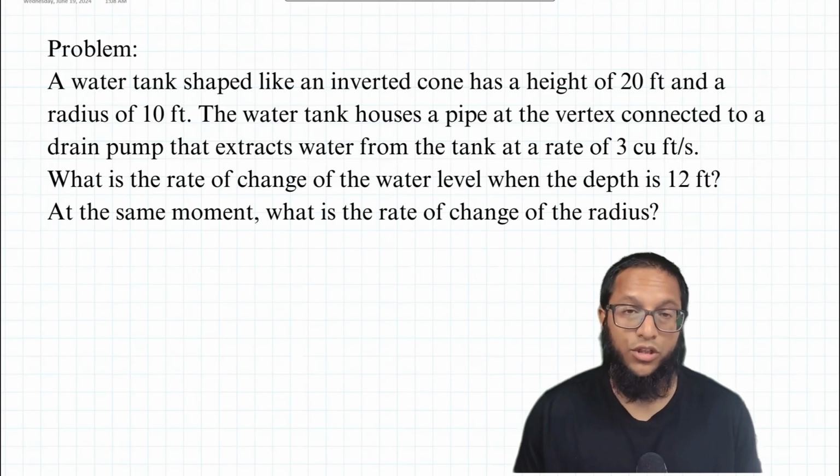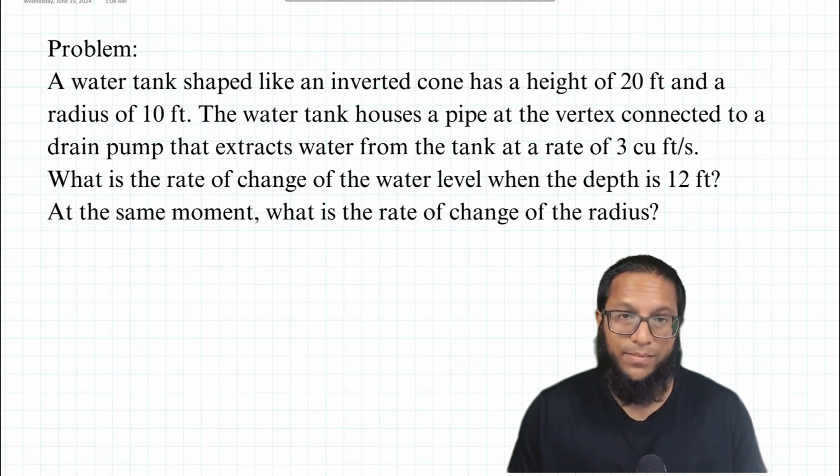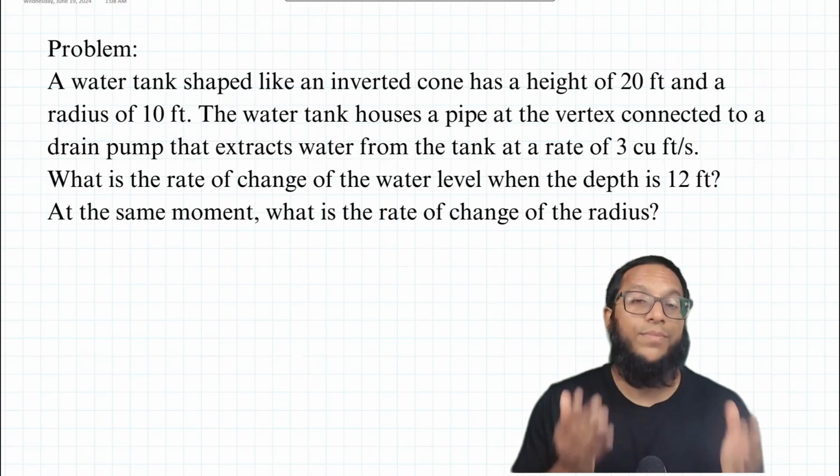Looking below, we can see that this is a two-part question. Let's just take it one part at a time. So part A asks us, what is the rate of change of the water level when the depth is 12 feet? And part B asks at the same moment, what is the rate of change of the radius? So this is how we do it.